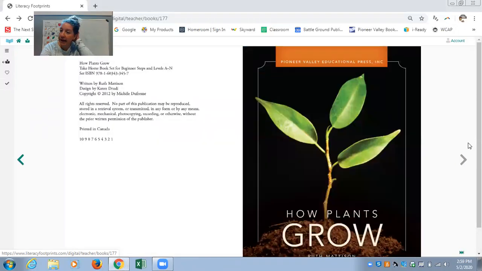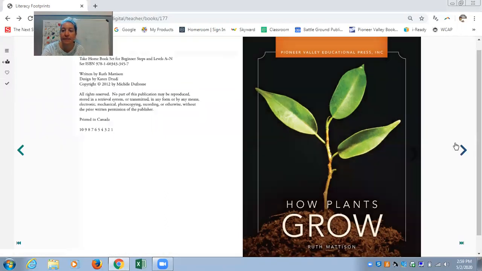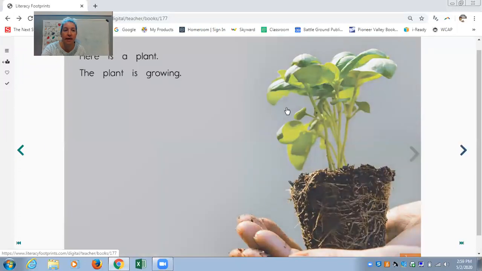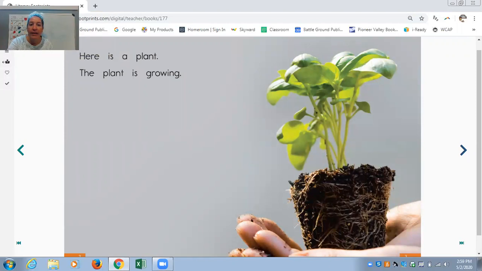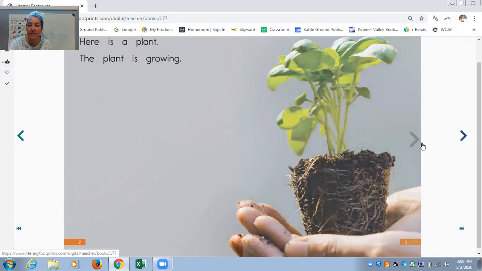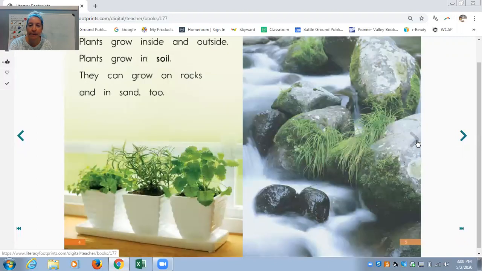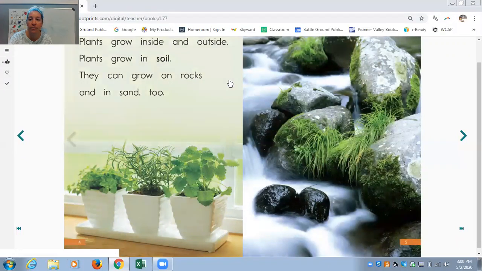This is our title page, How Plants Grow, and it's written by an author. Her name is Ruth Maddison. Let's turn to the next page. So when I look at this page, I can see more photographs, and I see a photograph of somebody with a little mini plant in their hand, and I can see a lot of different parts in this plant. I'm going to keep looking through and doing a picture walk through our book.